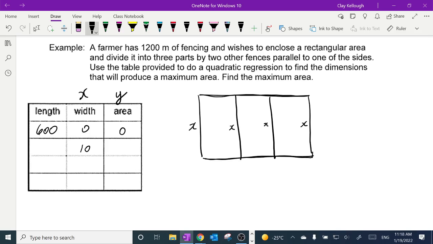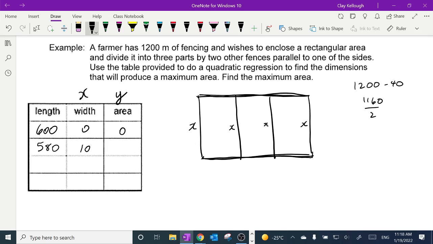See if you can think about what those 2 numbers have to be. So if this is 10 meters long, I have 4 of them. So I've used up 40 meters of fencing. How much fencing is there again? 1,200. So I've got 1,200. I've used up 40. So that's actually 1,160. But I have to split that 1,160 by this length and this length. So I divide it by 2. 580 is correct.